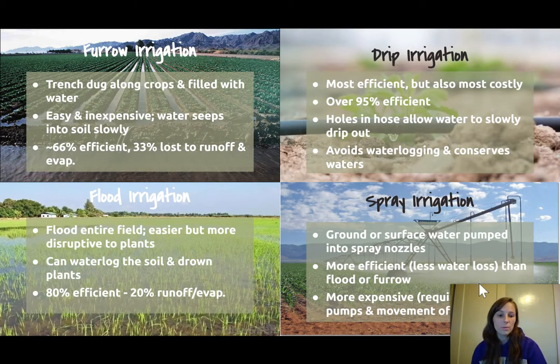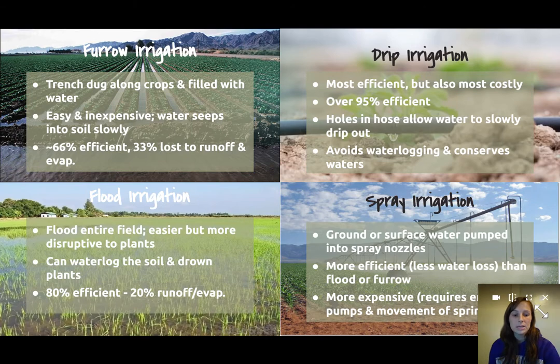So we're going to start with three different common methods. And the first one is going to be the furrow irrigation. This is where you dig a trench along the crops and you fill it with water. Now, this is really easy and inexpensive, and water is going to seep into the soil slowly. However, the problem is that it is only about 66% efficient when it comes to the water usage because you lose about 33% of it to runoff and evaporation.